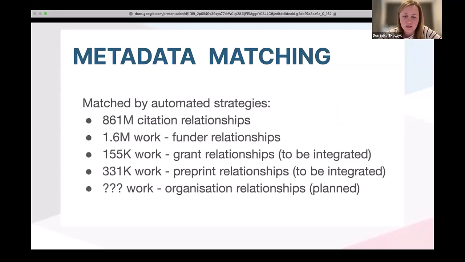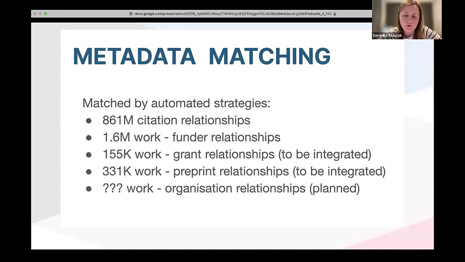Now, I'm not going to lie, developing matching strategies is not a trivial task, and it takes a lot of time and effort, especially if we need fully automated strategies able to operate at scale. So is it worth it? Well, the numbers suggest that employing automated matching adds a lot to the research nexus. At Crossref in production, we currently employ automated strategies for reference matching and funder matching. They already resulted, as you can see, in millions of additional relationships.